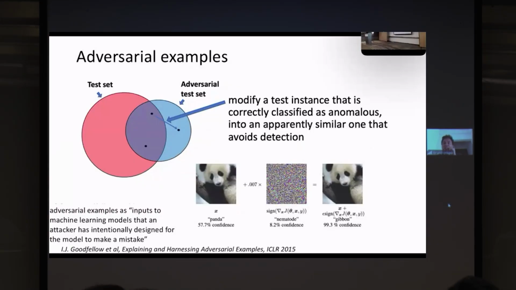And an important paper in this area is this paper from Goodfellow and others. Goodfellow is quite important in the area of adversarial machine learning because he did a lot of work on attacks, both at test time and training time. And this is an interesting paper where they explain what adversarial examples are. So these are inputs to machine learning models that an attacker has intentionally designed for the model to make a mistake, so to misclassify.